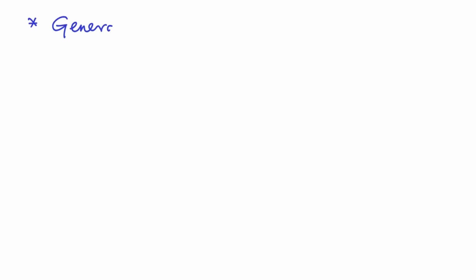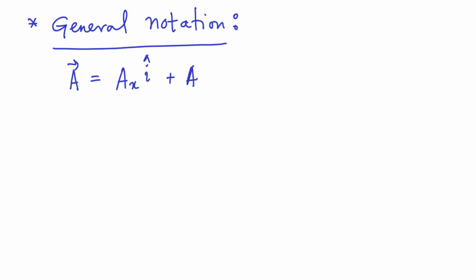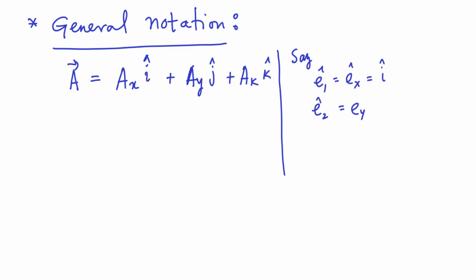So now let us introduce the general notation to represent the basis vectors. Let us consider the vector A, which I often write as ax times i cap plus ay times j cap plus az times k cap. Now let us introduce the notation for the basis vectors as e1 cap, which is the same as i cap, which is the same as ex cap. Similarly, e2 cap, which is the same as ey cap, is equal to j cap, and e3 cap, which is the same as ez cap, is equal to k cap.